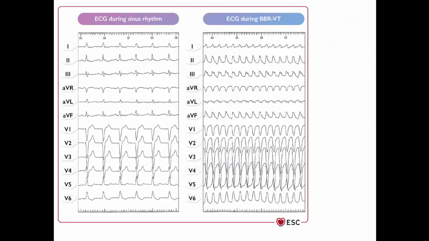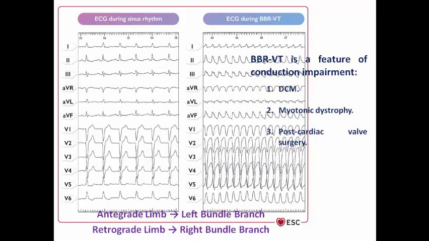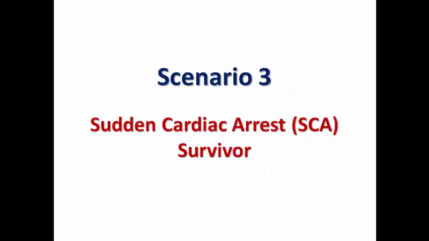While this ECG suggests bundle branch reentrant VT, as the antegrade limb is the left bundle branch and the retrograde limb is the right bundle branch, which is common in patients with dilated cardiomyopathy, myotonic dystrophy, or after cardiac valve surgery. Now let's move to a more terrifying scenario, which is a survivor of sudden cardiac arrest.